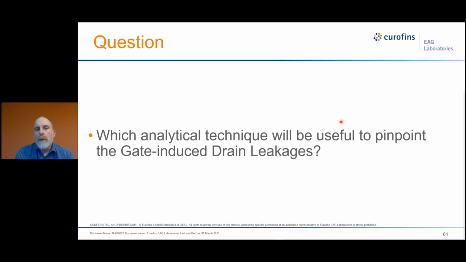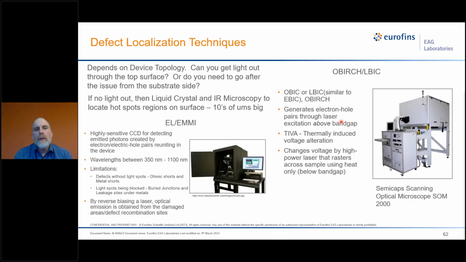So which analytical techniques would be useful to pinpoint gate-induced drain leakages? So this really depends on device topology. We typically use optical techniques to do this. And so the question really is, can you get light out through the top surface while you're operating the device? Or do you need to go after the issue potentially from the substrate side if you have a transparent substrate such as sapphire or silicon carbide? So if no light out, then you're limited to techniques like liquid crystal, polarized light microscopy, and infrared microscopy to then locate generalized hotspots across the area of the device. In these cases, those hotspots are going to be tens of microns big. So it can still be a bit of a challenge to find the specific source of the leakage, but it's doing better than if you had nothing at all, right?